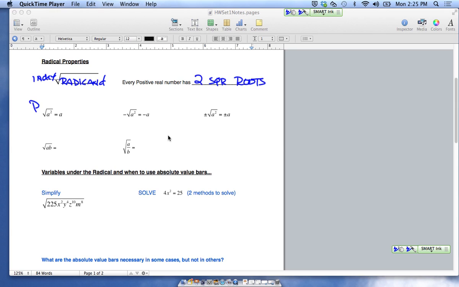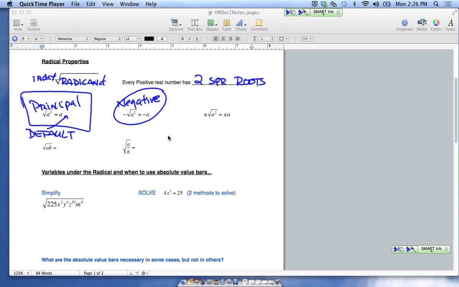The principal square root is the positive root. It's our default root. So if no notation is given, it's assumed that you're looking for the principal square root. If you have a negative sign in front of the radical, then you're looking for the negative root. If both positive and negative is in front of the radical, then you're looking for both roots, both square roots. So just a little basic, and SQR, that's my abbreviation for square.